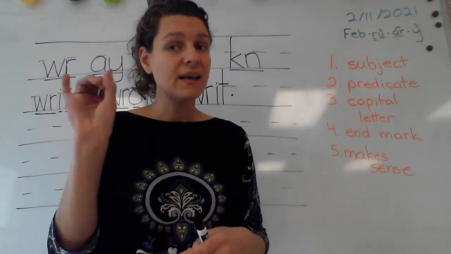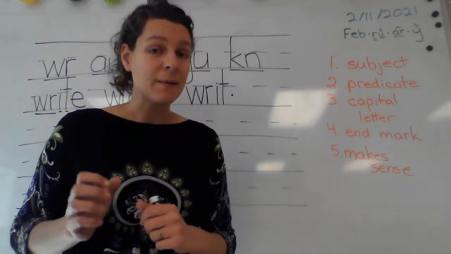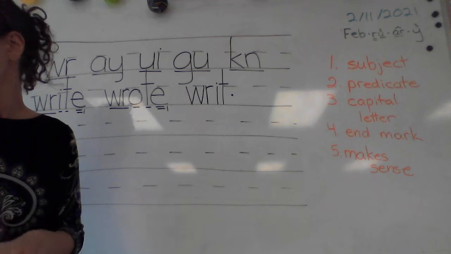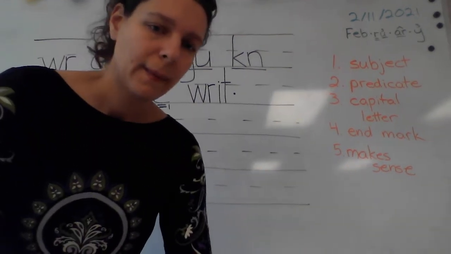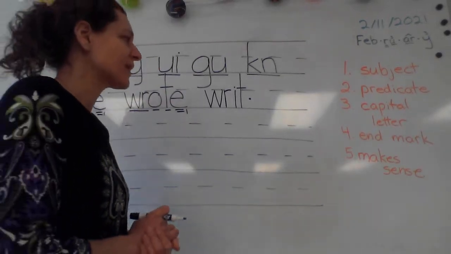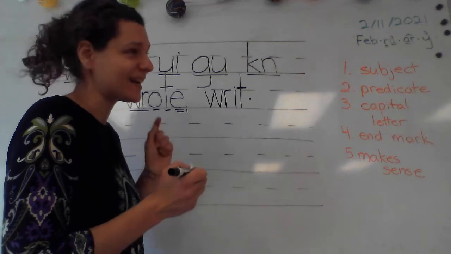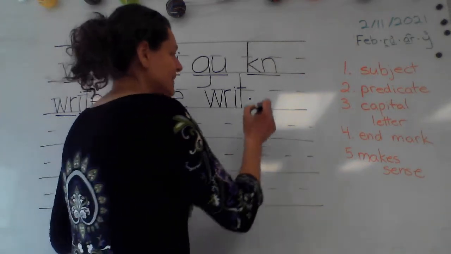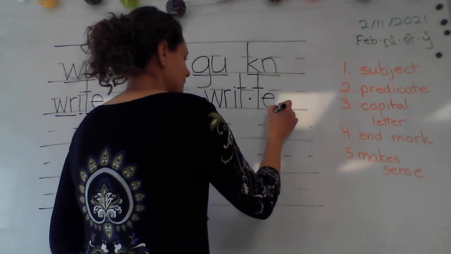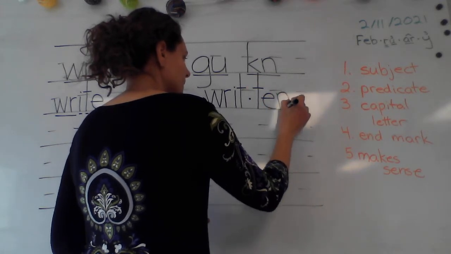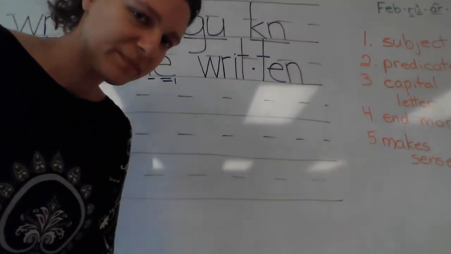Good. T, e, n. Say the sounds, will you write them? All right, put your finger under the first phonogram in that second syllable. What is it? Good. T, e, n. All right, make sure your word looks like mine.